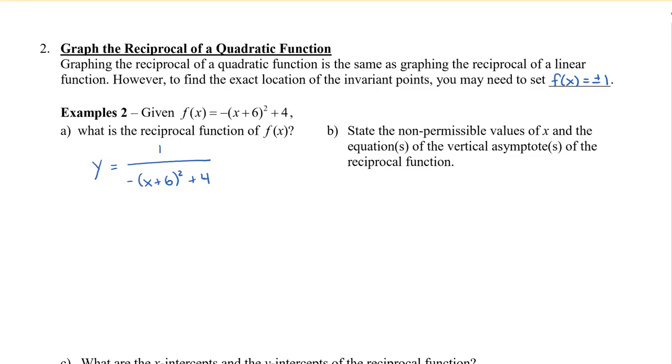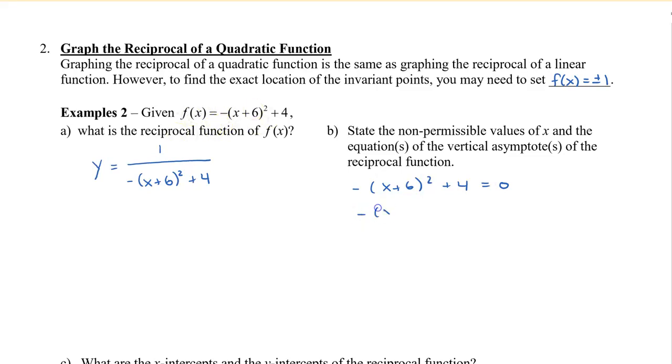If you want to state and find the non-permissible values of x and the equation of the vertical asymptotes, which end up being the same values, then we need to set the denominator equal to 0, because remember that in a reciprocal, we can't divide by 0. So we have negative (x plus 6) all squared plus 4 equals 0, which is really setting the original function equal to 0.